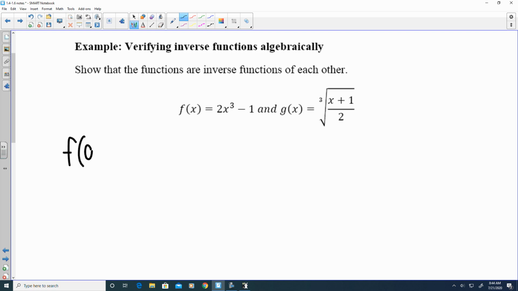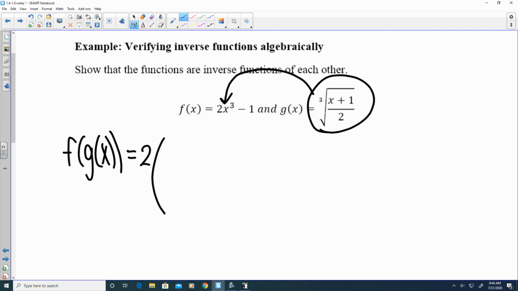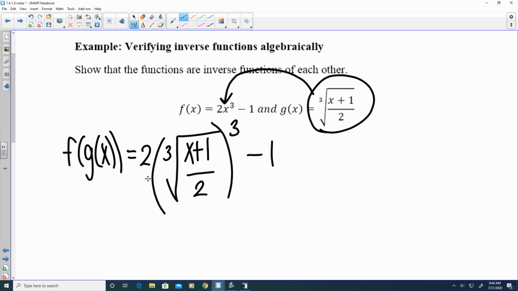So let's start with f of g of x. That means I'm going to take the entire function g and plug it into function f, where the x is. Cube root of (x plus 1) over 2. That whole thing is going to be cubed, minus 1. So we kind of have to work our way inside out here for simplifying. We need to cancel the cubes.